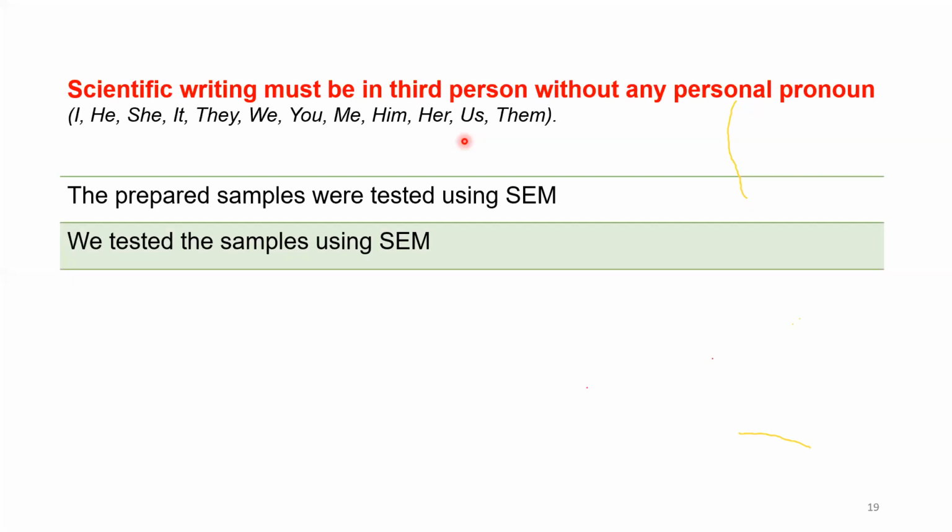Say, for example, there are two sentences. The first: the prepared samples were tested using SEM. And the second: we tested the samples using SEM. Literally, in the English language, both are correct. There's no mistake. But in the scientific journal language, the first one is correct, the second one is wrong. You should not write personal pronouns in your materials and methods, as well as results and discussions. We are concluding, you should not write. Based on the results obtained, it is concluded. That is how you have to write.